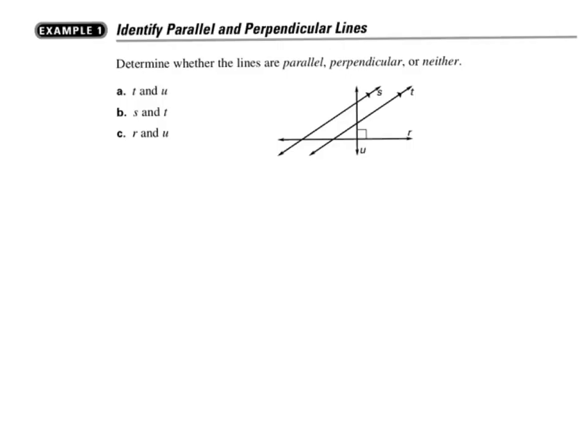Determine whether the lines are parallel, perpendicular, or neither. So T and U. T is right here. U is this here. They intersect. They can be parallel. And at the intersection, this angle here does not tell me that it's a right angle or not, so they're not perpendicular. So T and U is neither.